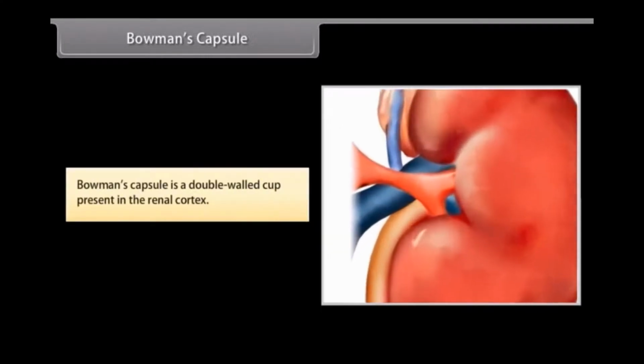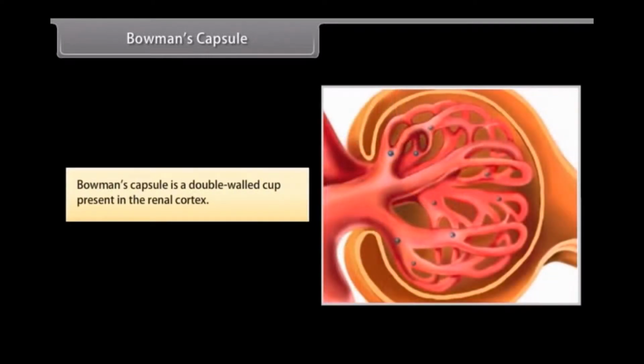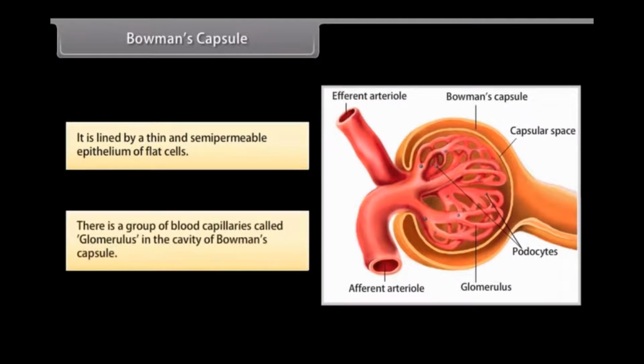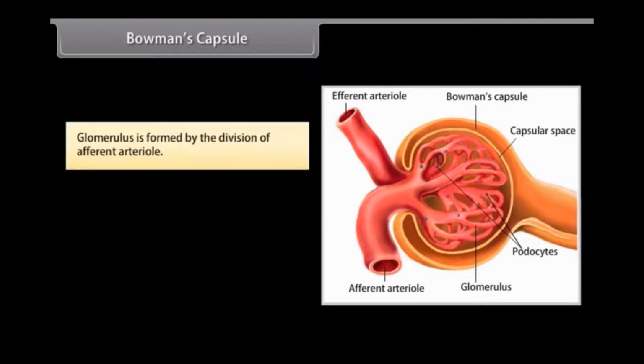Bowman's capsule. Bowman's capsule is a double-walled cup present in the renal cortex. It is lined by a thin and semi-permeable epithelium of flat cells. There is a group of blood capillaries called glomerulus in the cavity of Bowman's capsule. Glomerulus is formed by the division of the afferent arteriole.